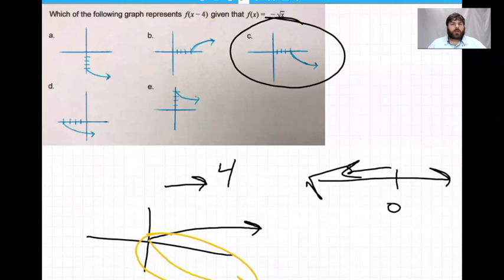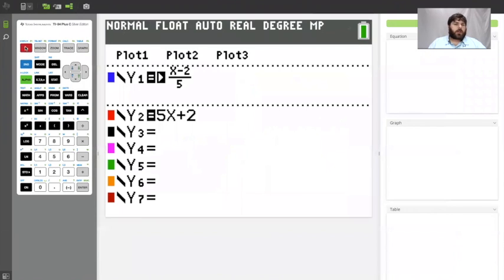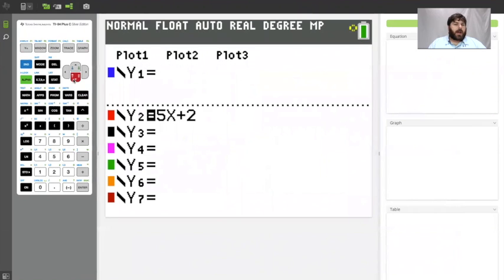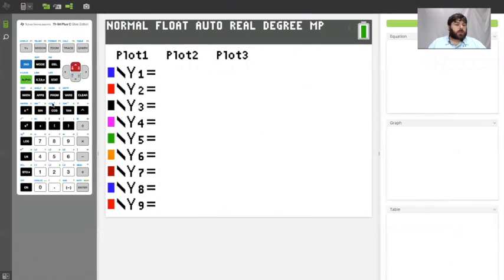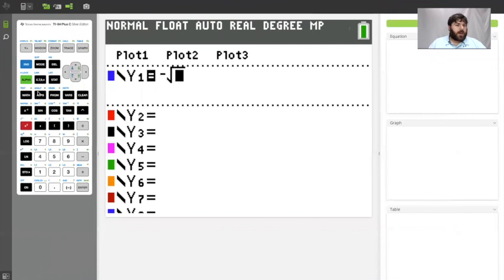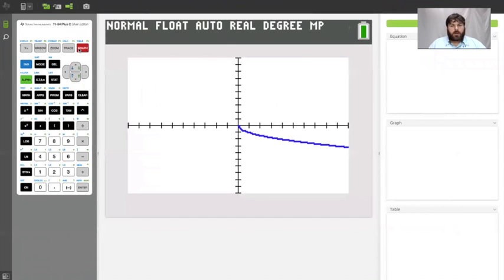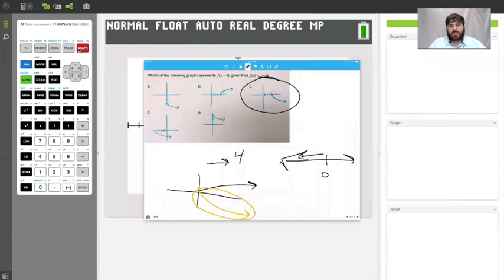Okay? Now, alternately, if you didn't go through that process of knowing what square root of x looked like and then thinking about what negative square root of x looked like, you could obviously use your graphing calculator. Just graph what f looked like, and f was the negative square root of x. And then basically shift it to the right 4. And you would see that it's got to be C.